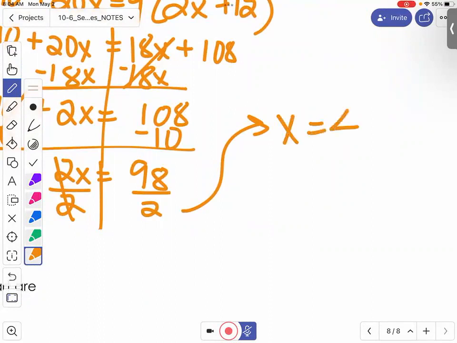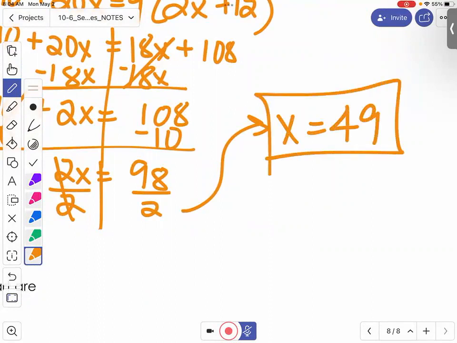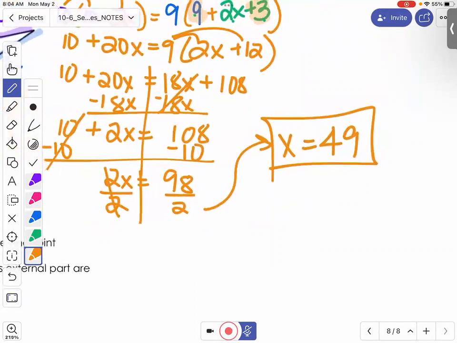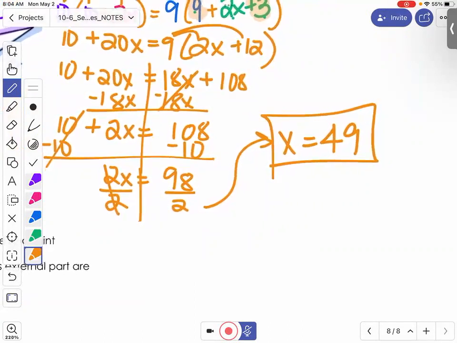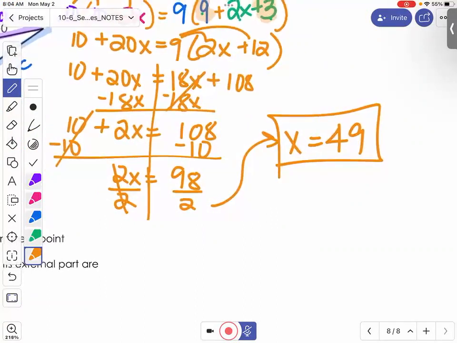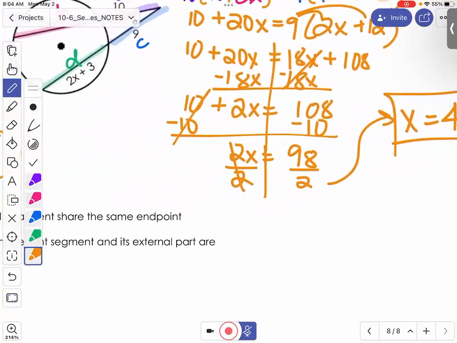And my X is 49. And again, this is a different formula than when we were dealing with the angles and where the vertex of the angles were, because now we're dealing with the physical segment lengths and not the angle measures anymore, or the arc measures. So do not get these formulas mixed up with the previous ones that we've dealt with.